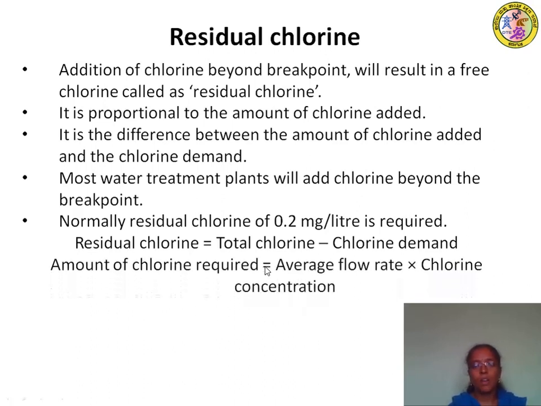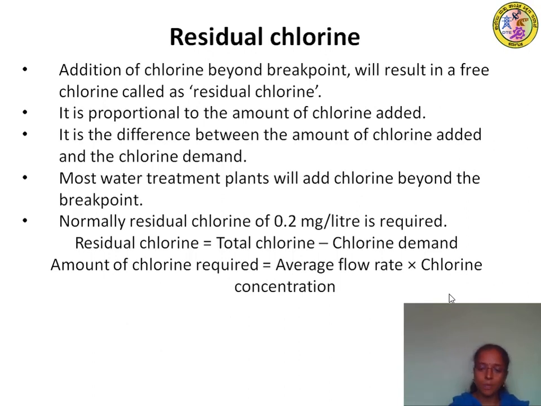Then how to find the amount of chlorine required? The average flow rate, or the quantity of water to be supplied to the public, multiplied by the chlorine concentration or chlorine dosage gives the total amount of chlorine required for the treatment per day. This can be calculated using this equation. So that is the theory part of the disinfection chapter, that is Module 5.